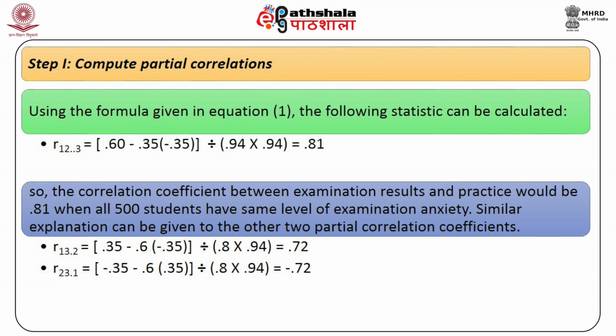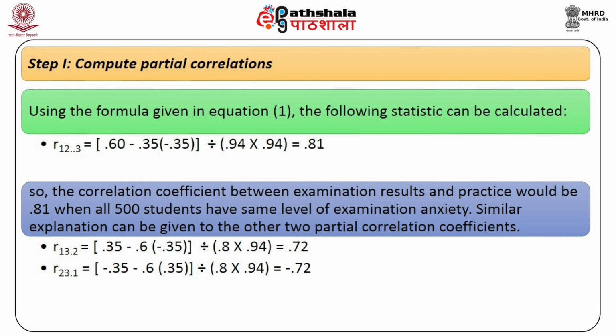R12.3 would mean that we are trying to establish the partial relationship between variables 1 and 2 while partialing out the effect of the third variable, which in this case is the examination anxiety. So, (0.60 minus 0.35 into minus 0.35) divided by (0.94 into 0.94) gives us the value of the partial correlation coefficient between variables 1 and 2, while partialing out the effect of the third variable, as 0.81.